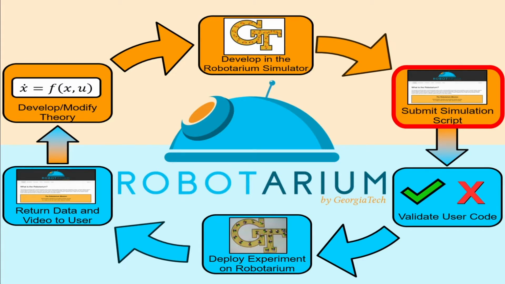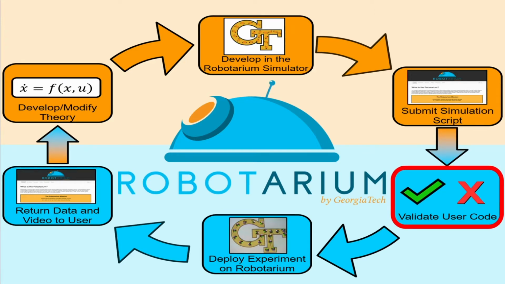Once you are satisfied with your developed algorithm's performance in simulation, you can submit the script to the Robotarium website using the same account information we created previously. At this point, you're done. Your experiment is put into a first-come, first-served queue, and you will have to wait for your experiment to run. This can take as little as 10 minutes to as long as a day, depending on how many other users are submitting around the same time.